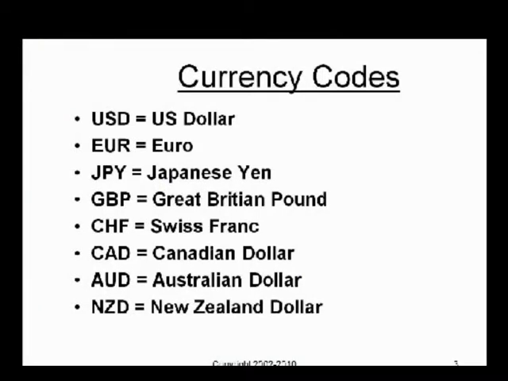Now, when you look at currencies, you will notice every currency has a currency code. For example, the currency code for US dollar is USD, for euro is EUR, for Japanese yen is JPY, and so on and so forth. Does anyone know what's the currency code for Singapore dollar? Yes, SGD. Okay, so every currency has a currency code.